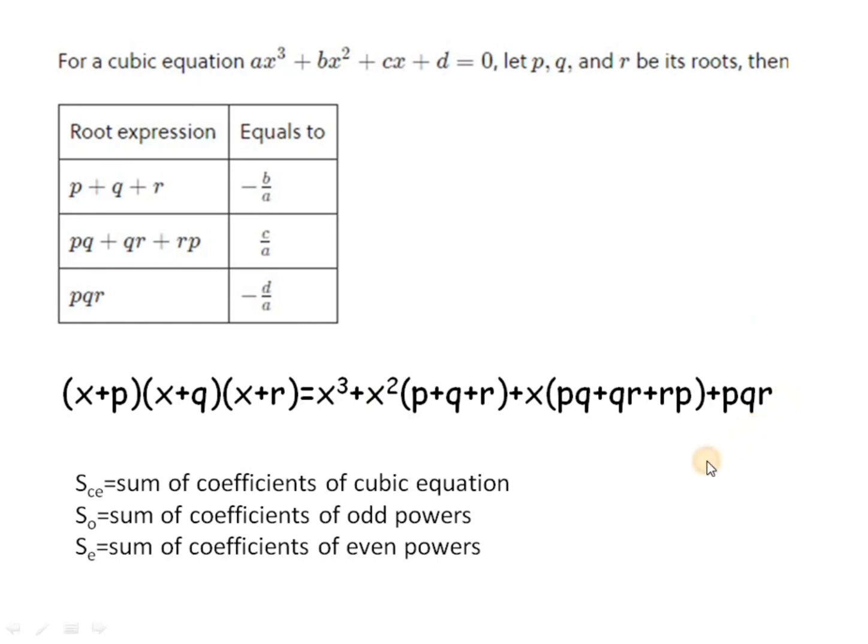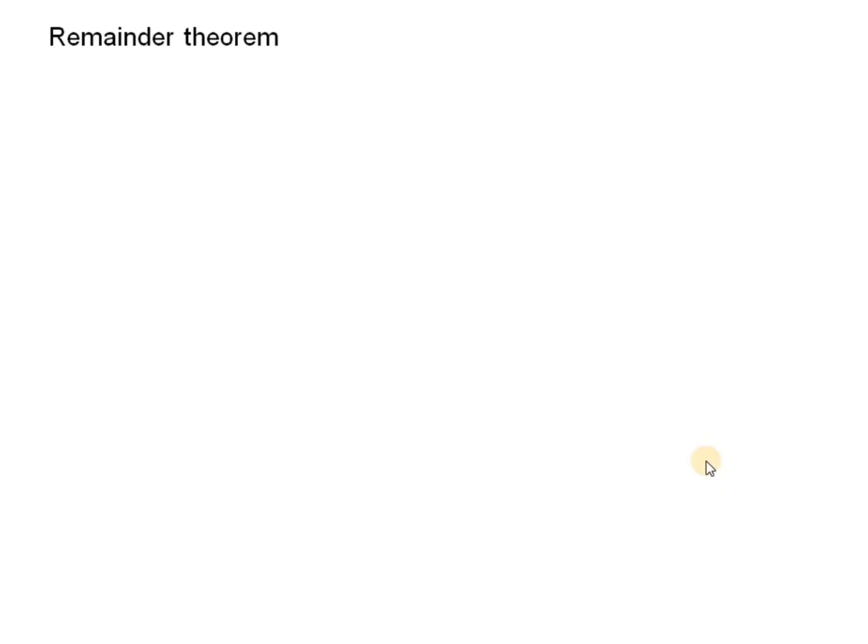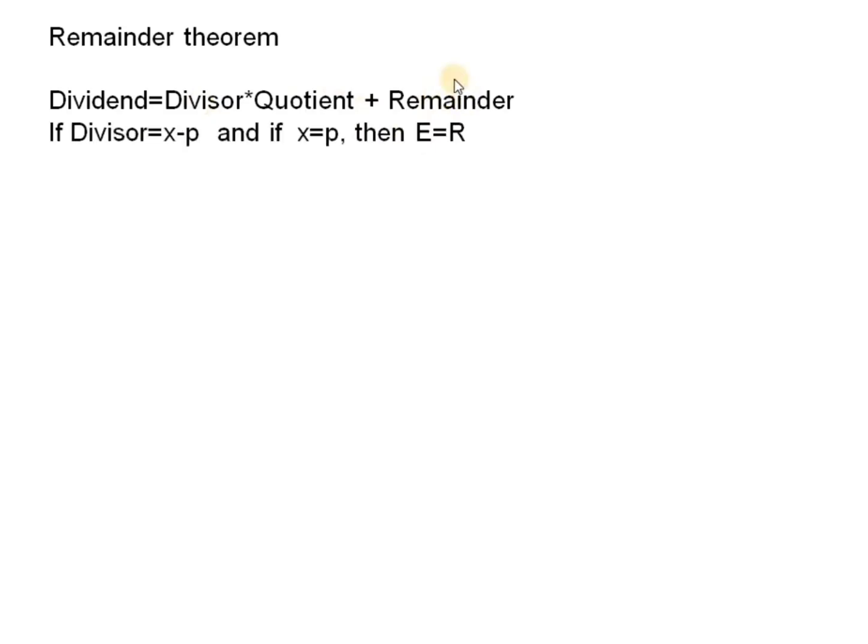Okay. Now let us learn something new. We'll brush up our basics regarding the remainder theorem. Whatever the main number is that we are dividing, that is nothing but the dividend. So dividend is equal to divisor into quotient plus remainder. And whenever remainder is 0, that means the divisor is actually a factor of the dividend, and it divides it completely without any remainder. Now suppose our divisor is x minus p. If x is equal to p, then your expression is equal to the remainder.